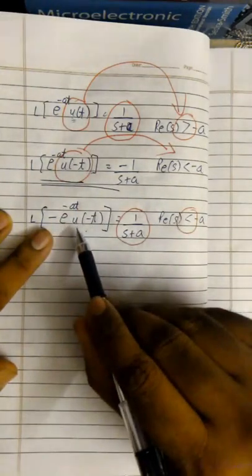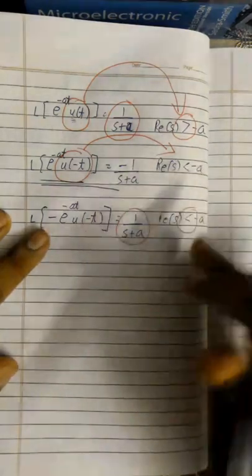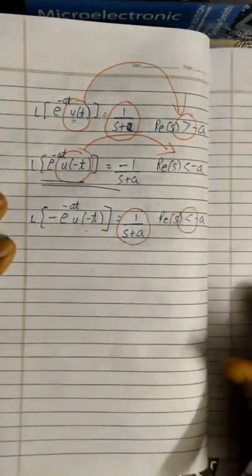Instead of t, you should write u of minus t. Okay, that is how you need to do it. So how to do this question? In that case, how do you do this question?